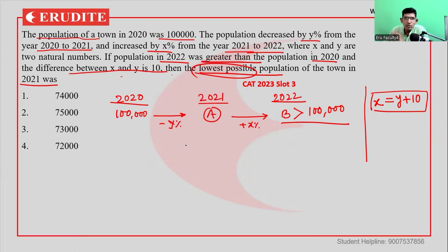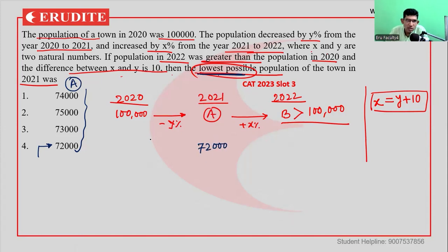Now, instead of getting into algebra, I will simply check with the options. Okay. Here are my options for lowest population of the town. Okay. In 2021, that means the value of A. So what I'll do, I'll check lowest possible value. So I'll check with the lowest possible options. What is my lowest possible option is 72,000. So if I put it here by hit and trial, if I write say 2021, it was 72,000.